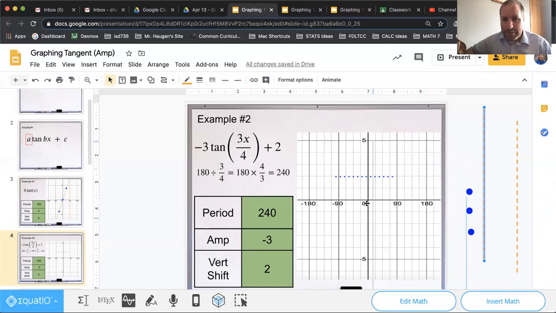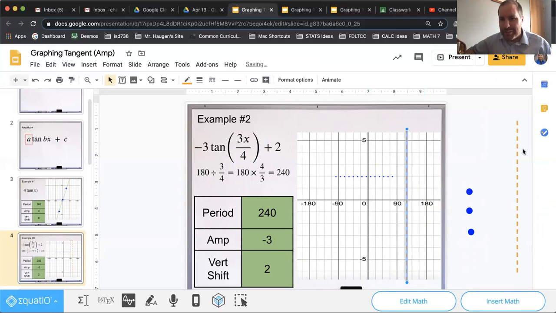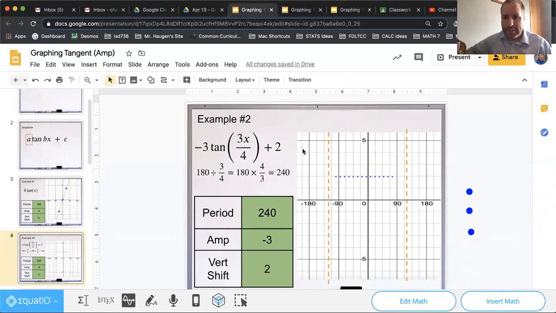So that means I need to go about 120 this way. So there's maybe 90, and there's 45 more. I need to go 90 plus 30. So that's probably somewhere in there, right? Each of these lines aren't 30 in here, they're like 22.5 or something. So 90, 22.5, and a little bit more. I don't know, something like that. So there is my period.